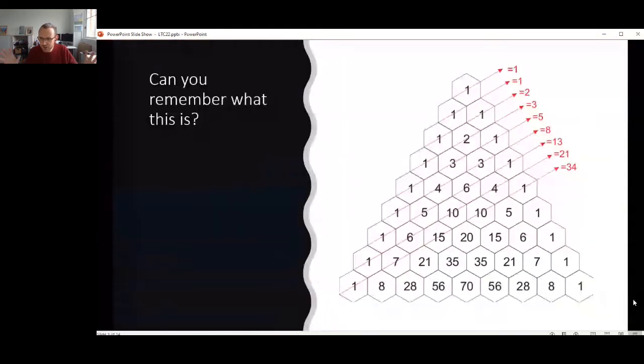So just to wake you up maybe from your lunch, write in the chat, can you remember what this is? So this pyramid of numbers here, you may know by name, and these numbers in red here.